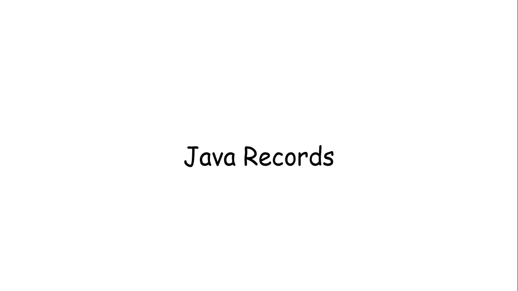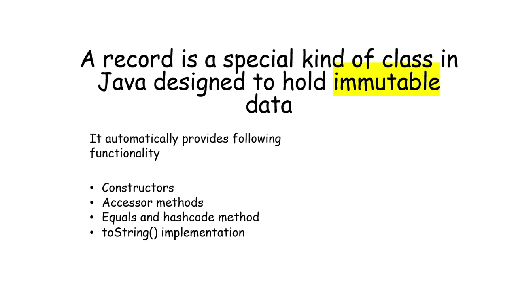So Java records were introduced in Java 16, and it simplifies creating data carrying objects like DTOs, POJOs, and value objects without any boilerplate code. A record is a special kind of class in Java which is designed to hold immutable data. It automatically provides the following functionalities. For example, the constructor for all the arguments, the accessor methods to get those values, the equals and hashCode contract for the uniqueness of the object, and the toString implementation.